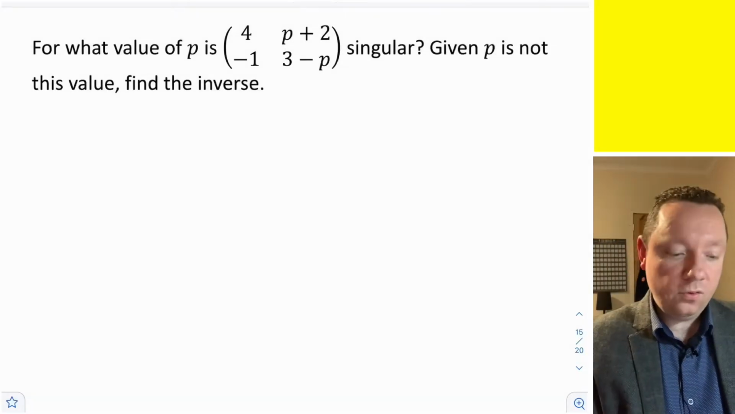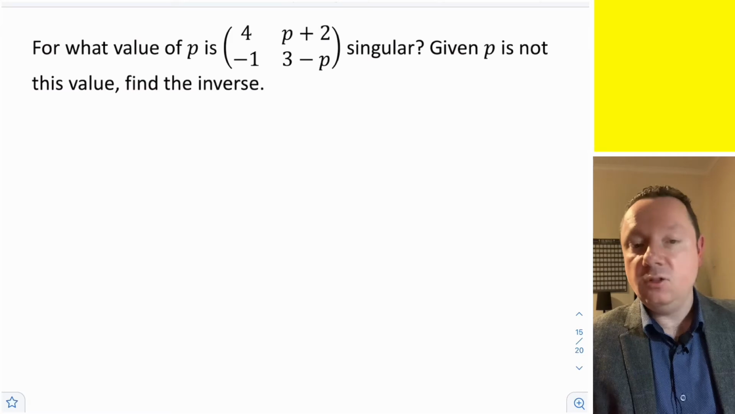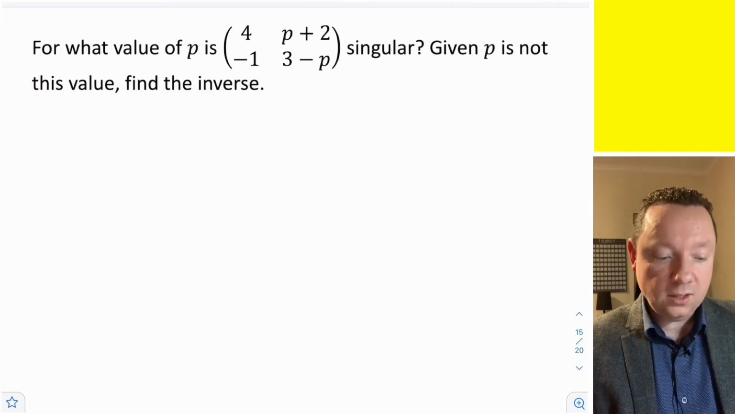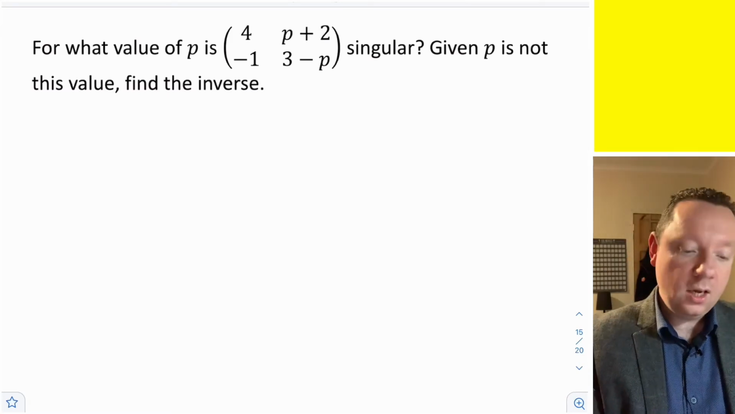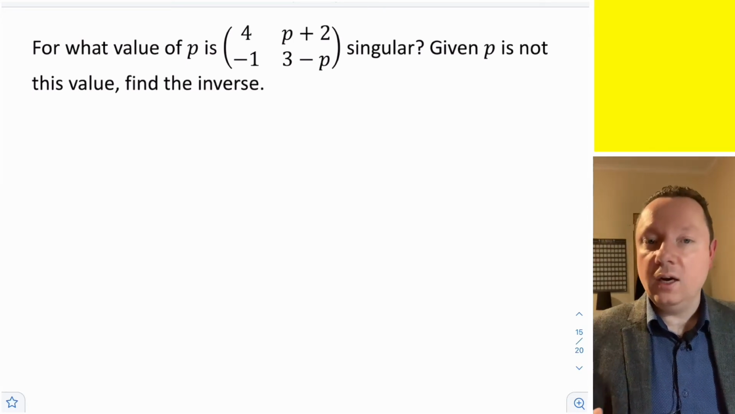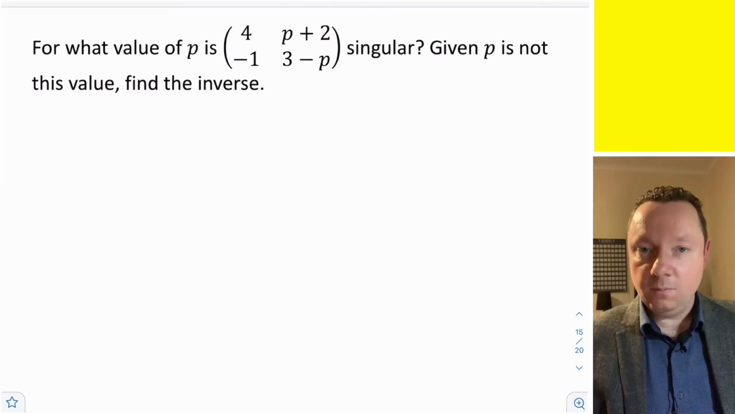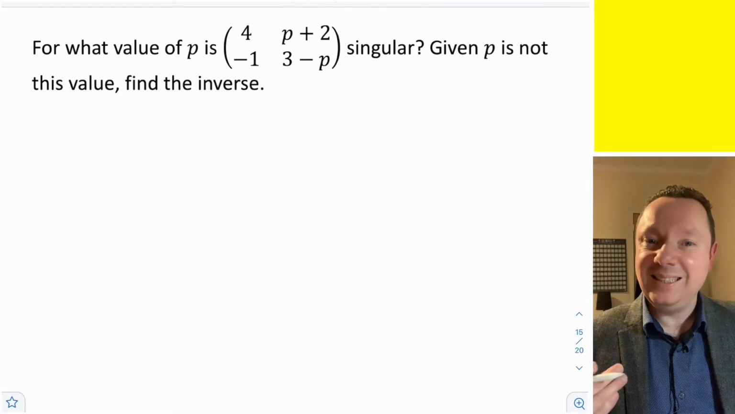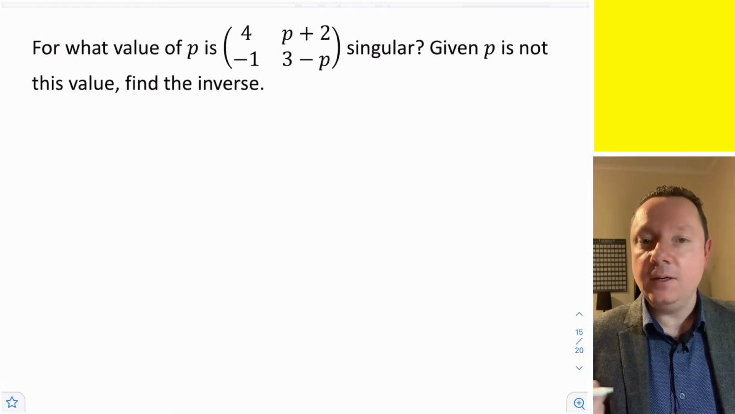Okay, an example. For what value of p is this matrix singular? Given that p is not this value, find the inverse. So a reminder, singular means it has not got an inverse. The determinant is 0. Non-singular means it does have an inverse and the determinant is not 0.